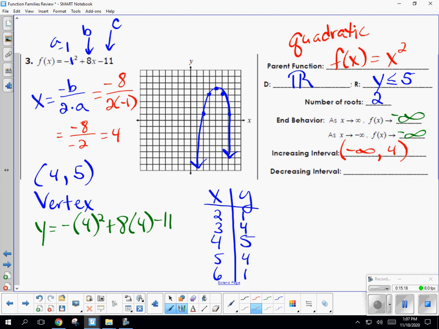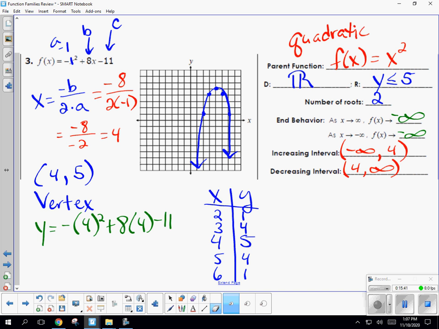Decreasing interval, where it's going downhill, it starts here and it goes to positive infinity. So it starts at 4 and it goes to positive infinity. Again, we're talking about x values, not y values. Okay? We'll discuss this more tomorrow.